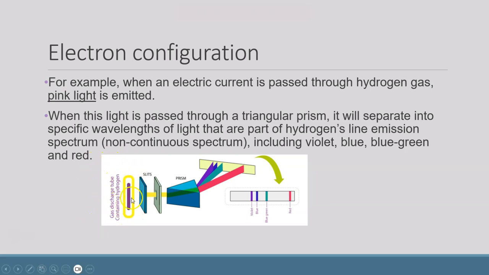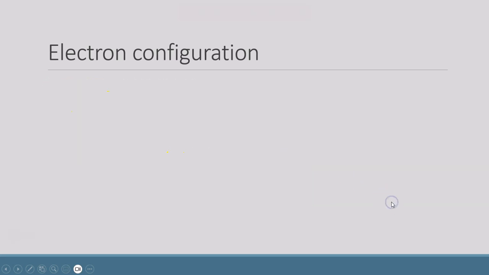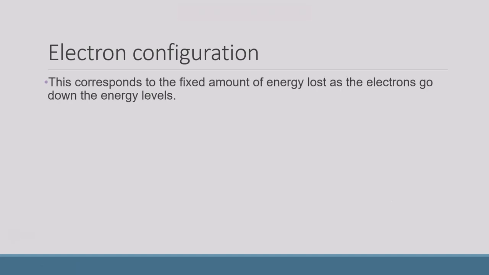So the hydrogen gas is energized. That hydrogen gas releases a light that Niels Bohr then passed through a prism, and he could then identify what specific frequencies of light make up this pink light that's emitted by hydrogen gas. The color corresponds to the energy lost as the electrons move back down energy levels. Remember that when the electrons move back down to their original energy level, they release that energy as light.